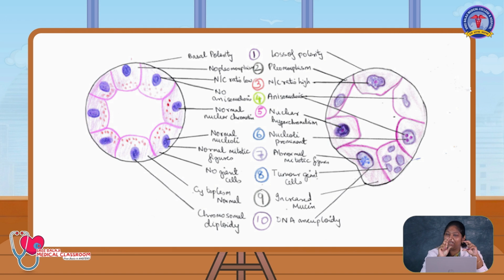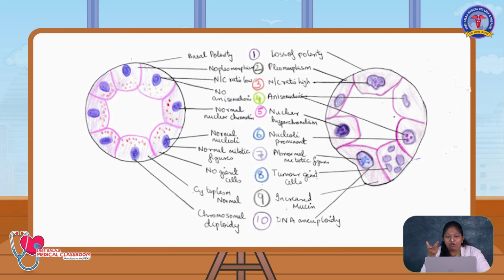Anisonucleosis, as usual, means different shapes and sizes. Nuclear hyperchromasia is, inside the nucleus there will be more proliferation. Actually there will be totally disorganized proliferation, and all the organelles will be totally disorganized. That is the feature which makes the nucleus darker. Next is nucleoli. The nucleoli being more prominent is what they mean. So these are the 3 features about the nucleus.